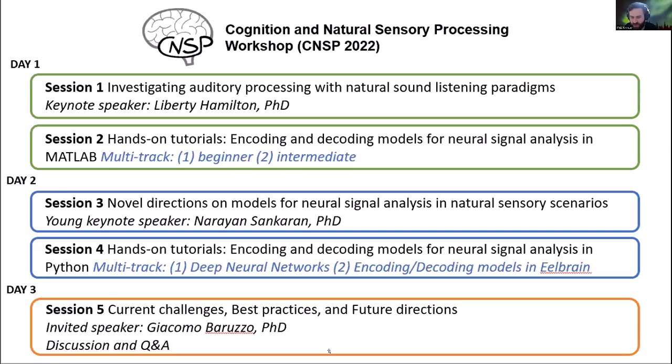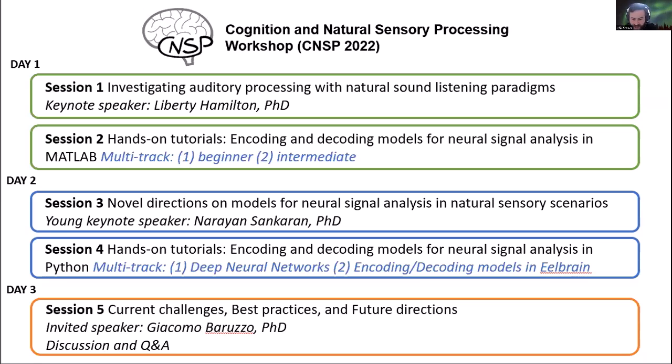Tomorrow then, we'll have session 3 and 4. We'll focus on novel directions on models for neural signal analysis in natural sensory scenarios. And we'll hear from our young keynote speaker, Narayan Sankaran. We'll also have 2 short talks then from 2 other young investigators, Michael Thornton and Joshua Kulasingham. Then in session 4, the 2 latter speakers will give hands-on tutorials for encoding and decoding models in Python. So again, this will be a multi-track tutorial on deep neural networks and encoding and decoding models in eelbrain.